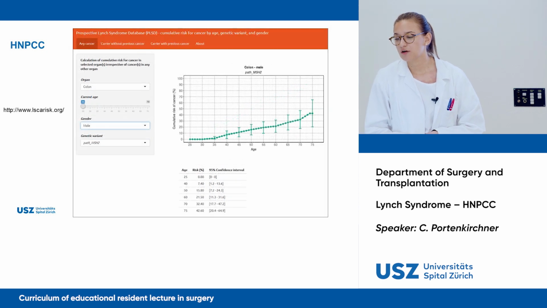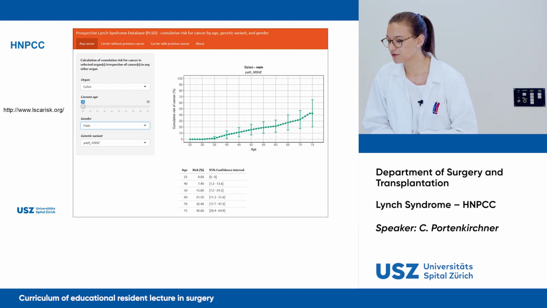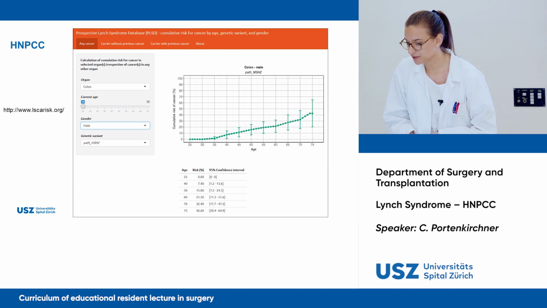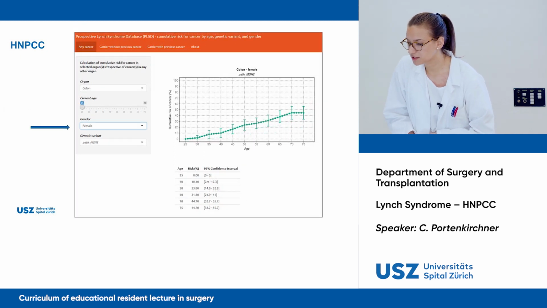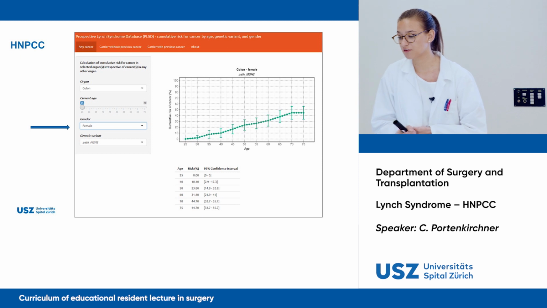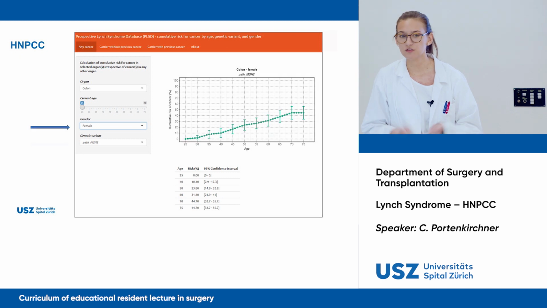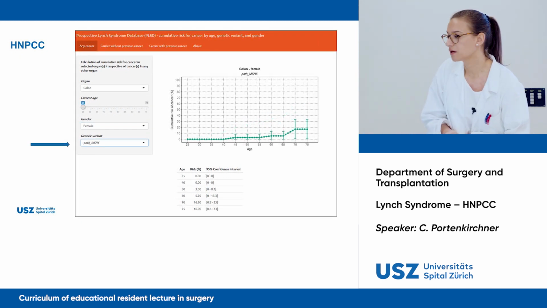When we now have a closer look at a specific organ, for colorectal cancer, a male patient with an MSH2 genetic variation has, at the age of 50, a 15.8% risk of developing cancer. If we now change the sex to female, remember 15.8, I'm switching. Now it's nearly double. The female has, with this genetic variation, double the risk of developing colon cancer. If you now change the gene, it's lower. So MSH6 is lower than MSH2. So it is important which genetic variation is present.